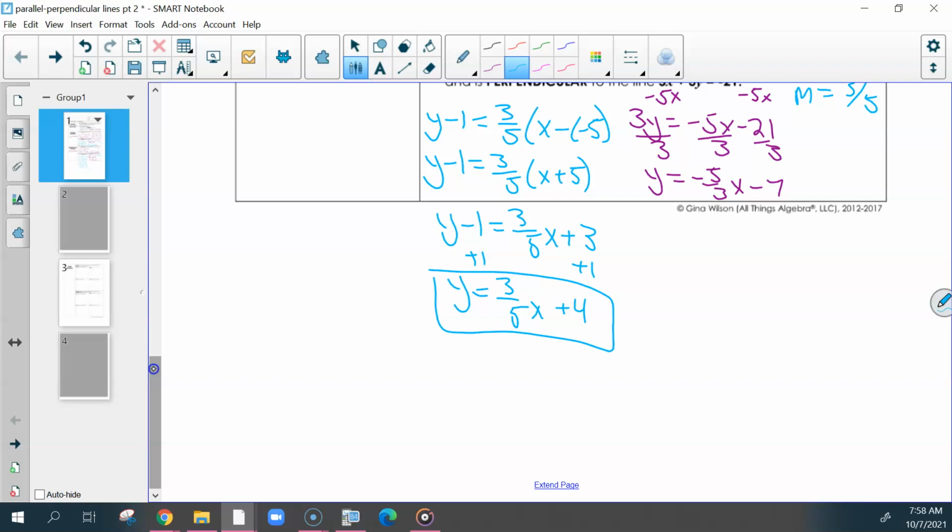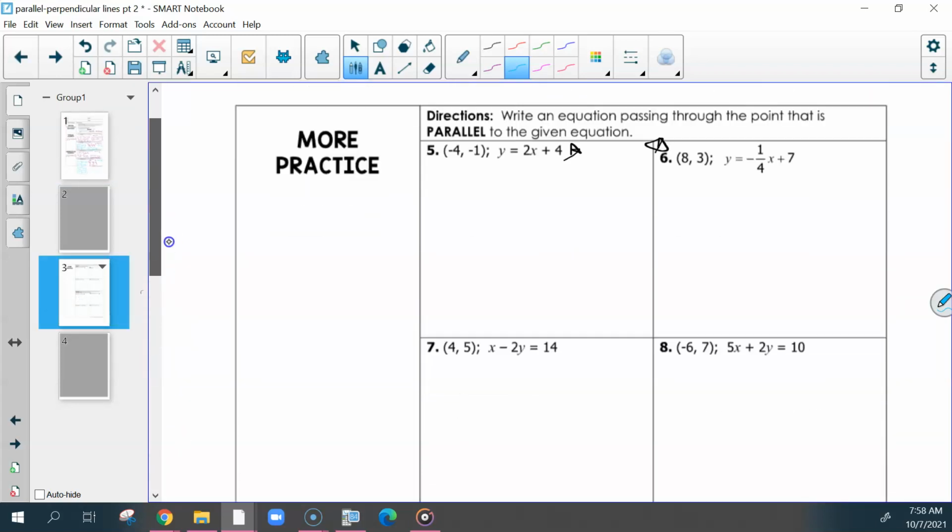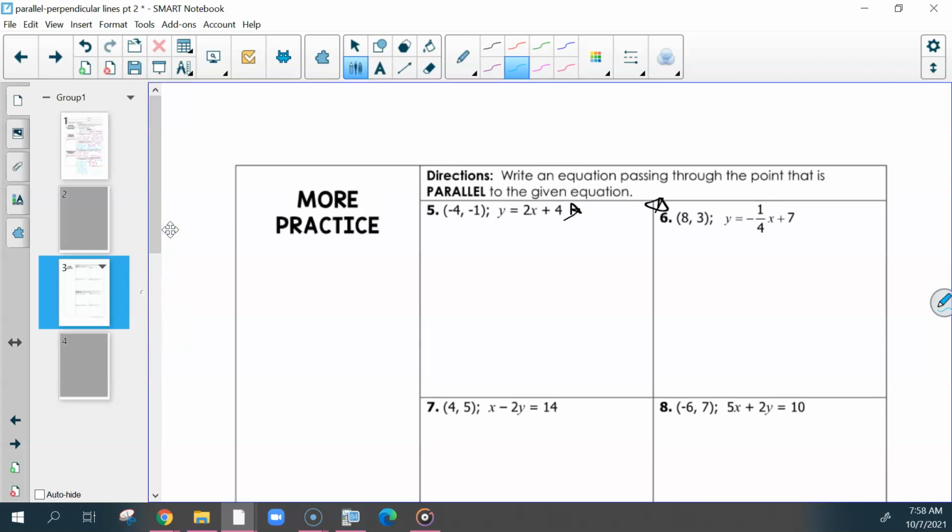For the remainder of class, the last page has 8 problems. 4 are specifically parallel, 4 are specifically perpendicular. Make sure you pay attention to that. And I want you working through that. Ask questions if you get stuck or aren't sure, or just want me to check it. I'll be around.